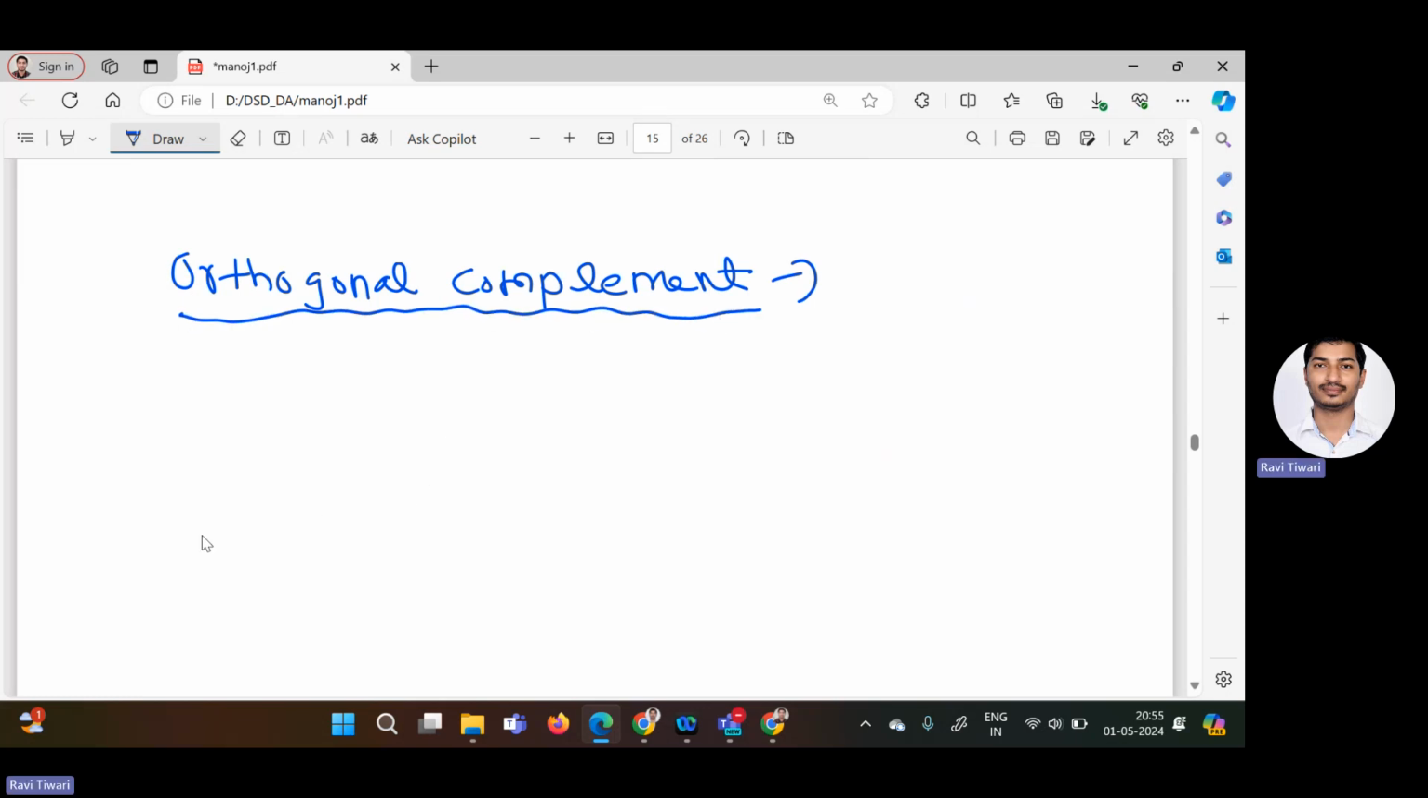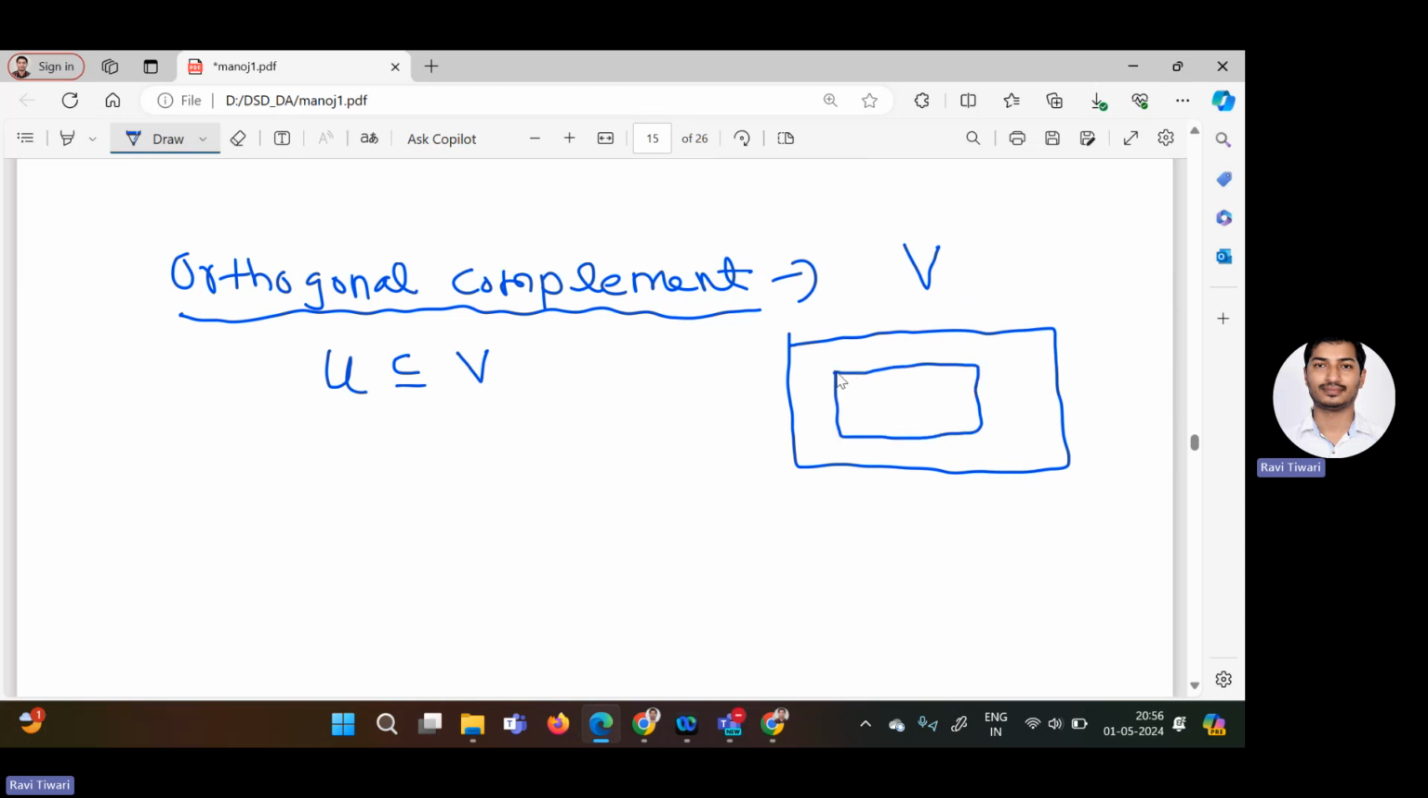What is the orthogonal complement? Suppose V is a vector space and U is a subspace. So the set of all vectors in V, we can try this by Venn diagram. Consider a vector space V, and consider a subspace U. Let us assume that in U there are some vectors like U1, U2, dot dot, and in V suppose we are given V1, V2, dot dot, Vn.